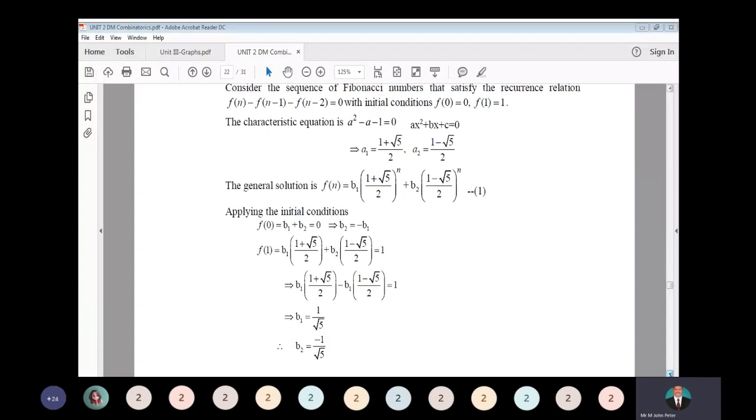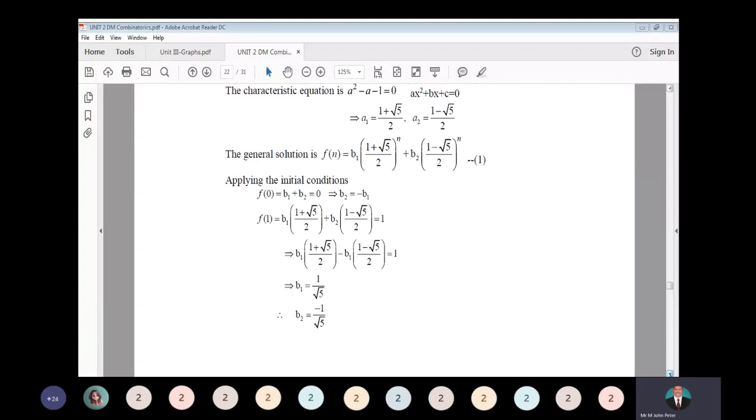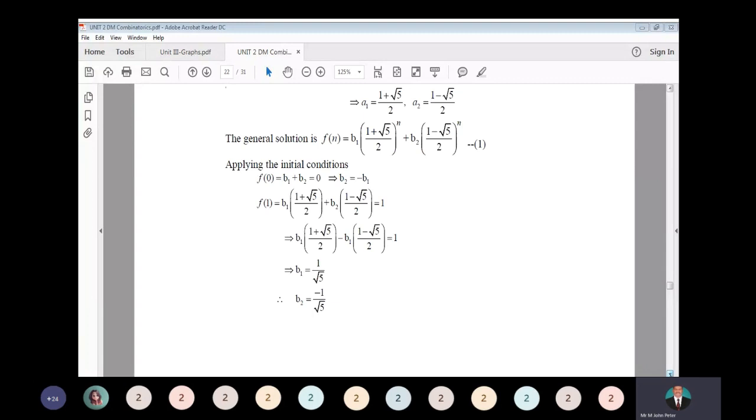So f of 1 equal to b1 into (1 plus root 5) by 2 plus b2 into (1 minus root 5) by 2, and that value is equal to 1. In the Fibonacci sequence f of 1 equal to 1, so that value we have to replace. So here b1 into (1 plus root 5) by 2 minus b1 into (1 minus root 5) by 2 equal to 1. Replacing b2 equal to minus b1 in the above equation, you will get b1 equal to 1 by root 5, hence b2 is equal to minus 1 by root 5.